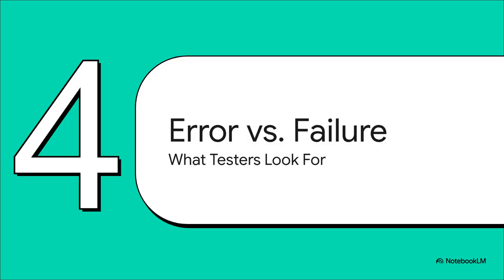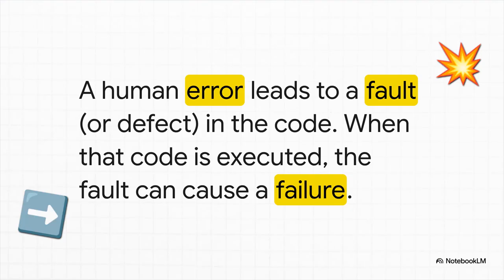Okay, so we've looked at the how for both static and dynamic testing. One inspects, the other executes. But to really truly get their value, we need to talk about what they're actually looking for. And to do that, we gotta get a little nerdy and be precise about what a bug really is. Now stick with me, because this chain of events is so important. It all starts with a human error, a simple mistake a programmer makes.